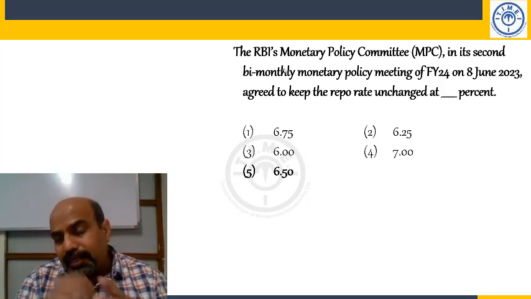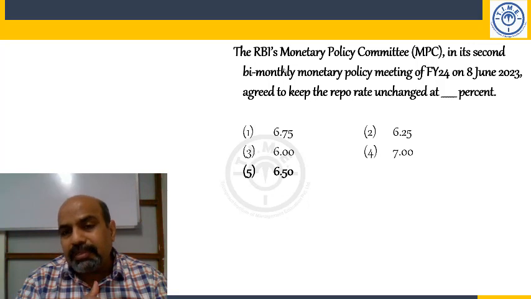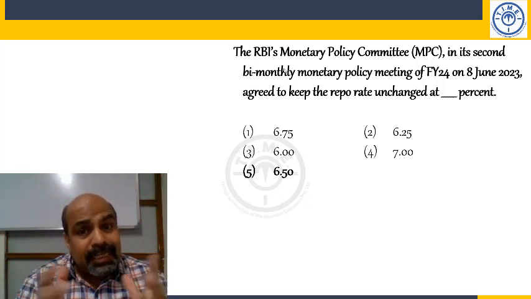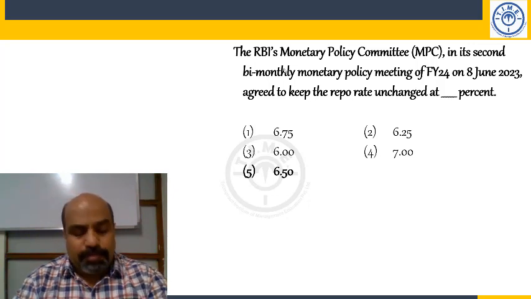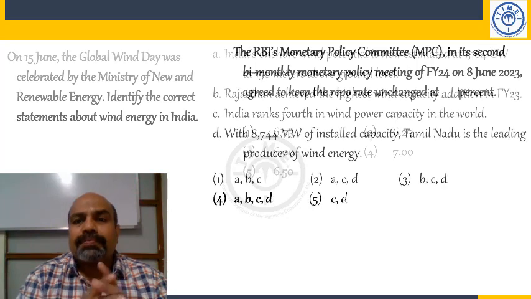6.5%. So I went through the entire document, the RBI release and everything. It mentioned 6.5% to be the real GDP for the current financial year. Okay, so from here, let's go to the next one.